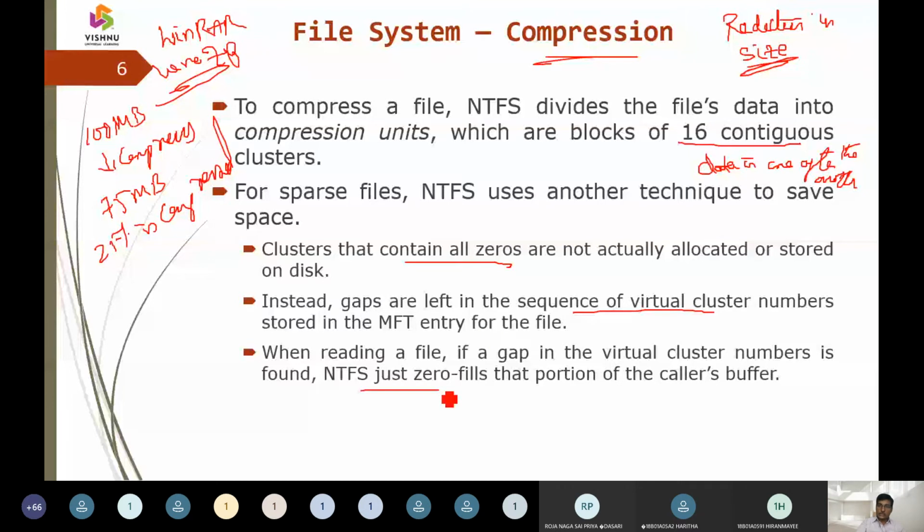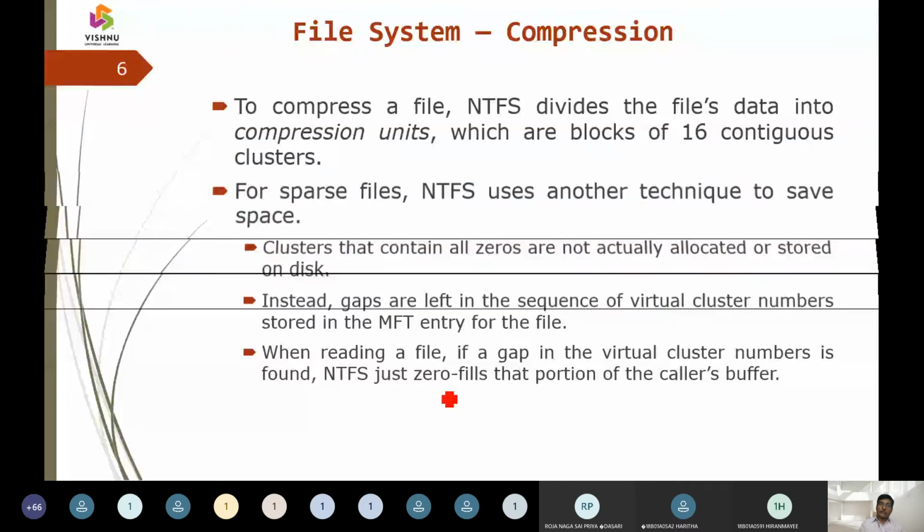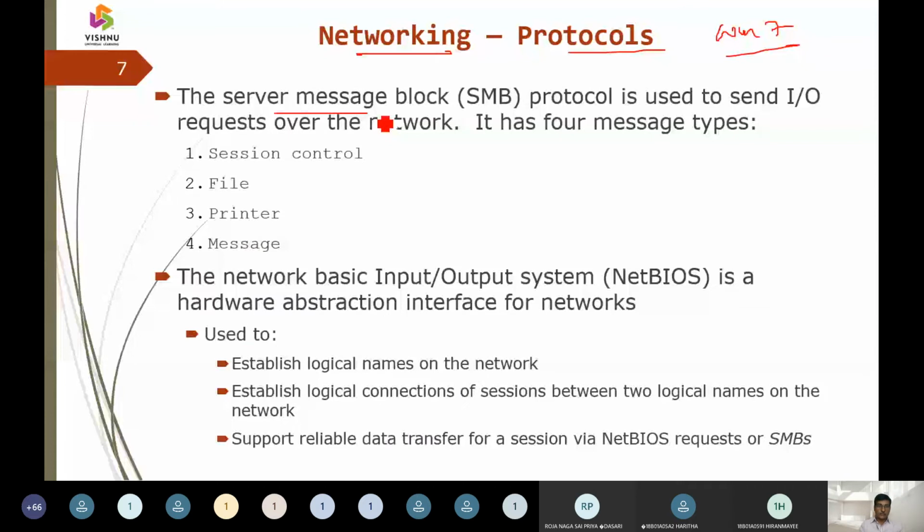So that is all regarding the compression here. And followed by the protocols, Windows 7 is going to support the Windows 7 protocols, etc. It is going to be implemented with the Server Message Block, so we will be calling it SMB here. It is going to take up elements called session control, file, printer, and message.